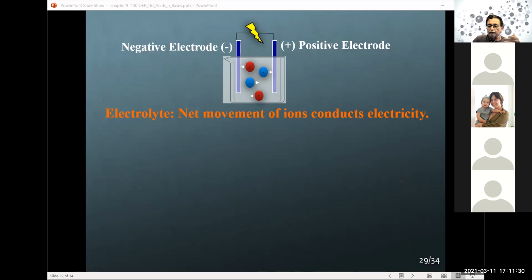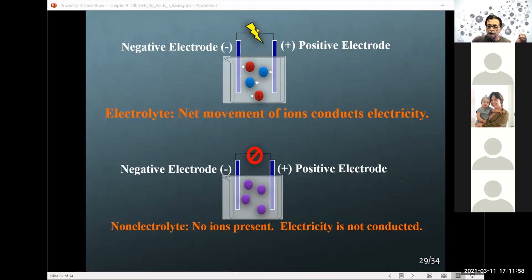Now, if you have a strong electrolyte, you're going to have a lot of current. If this was a light bulb up here, it would light up. A strong electrolyte would give you a bright light in that light bulb. A weak electrolyte, though, will light it up dimly, because there's not that many ions in solution, but there's enough to pass the current.